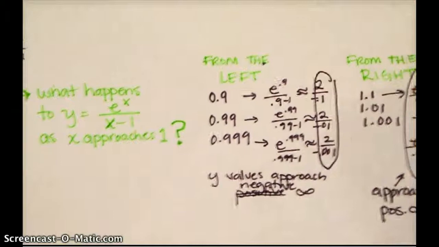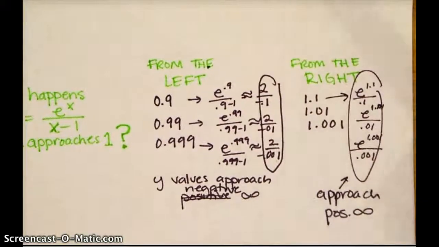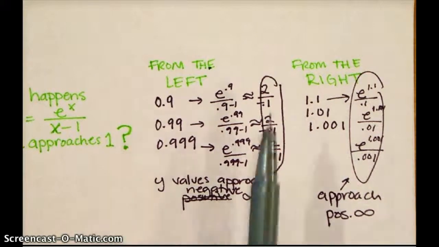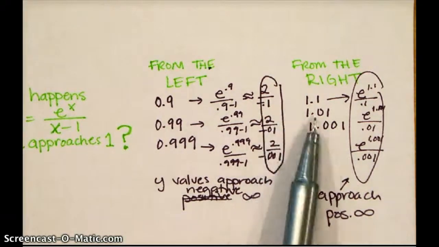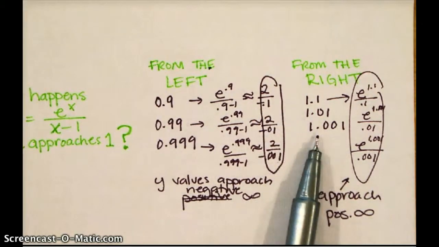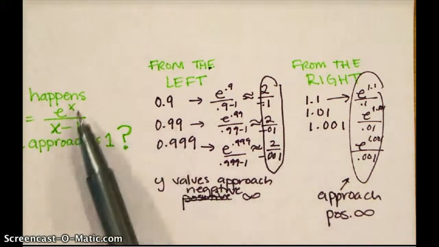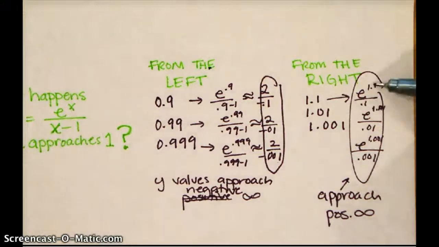I use the same logic on the right. What's going to happen? Well, first of all, what does it mean to be on the right? It means to get closer and closer to 1, but to be a little bit bigger than 1, like 1.1, like 1.01, 1.001. When I plug these numbers in, the top of the fraction is still basically just e to the first power. And yes, these exponents are slightly different, but they're all kind of within the same range.